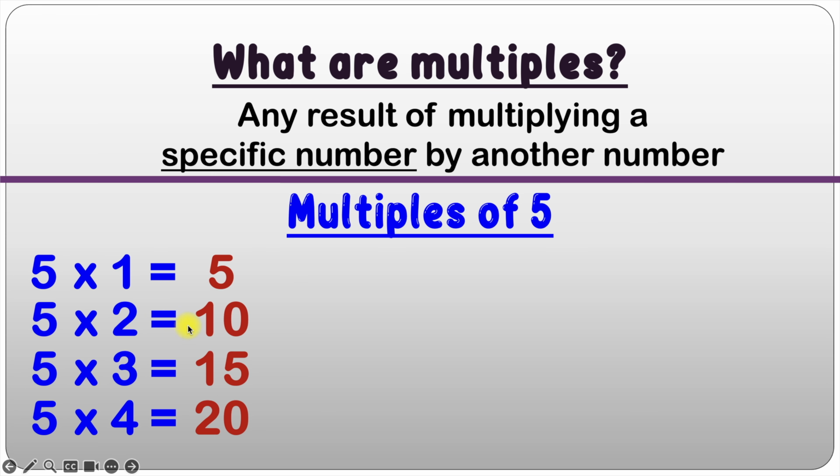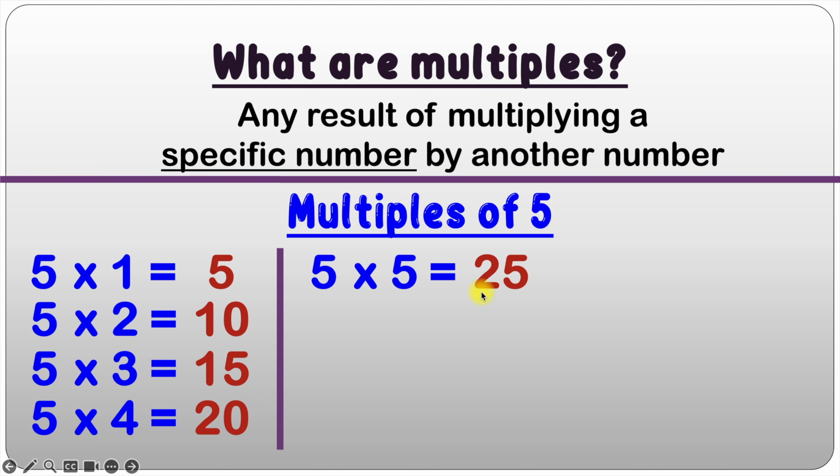So far, we've found 4 multiples of 5. 5 is a multiple of 5, 10 is a multiple of 5, 15 is a multiple of 5, and 20 is a multiple of 5. And we can keep doing this forever and ever and ever. So the next example would be 5 times any number, which we're going to make 5. 5 times 5 equals 25. So we would say that 25 is also a multiple of 5 because it's the result of multiplying that specific number, 5, by any other number.